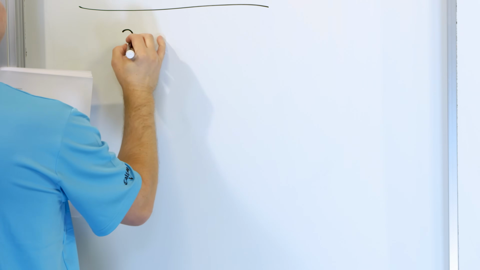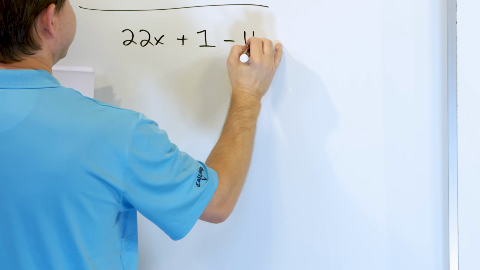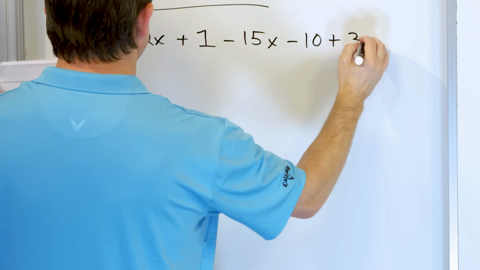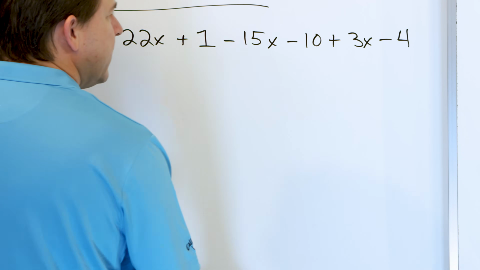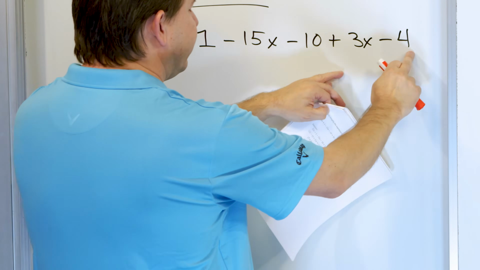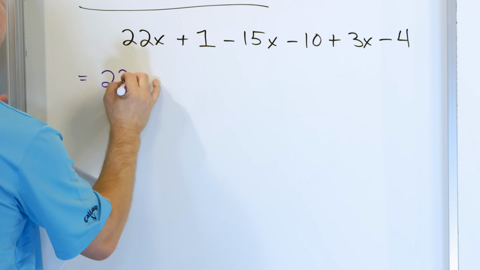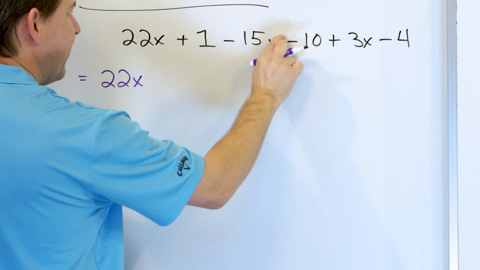Last problem. Let's take a look at 22 times x plus 1 minus 15 times x minus 10 plus 3 times x minus 4. Just like this. Now, again, I don't see any pairs of terms that are like terms sitting right next to each other, so let's go ahead and just rearrange everything. And we have 22x right here. This is a like term because it has an x to the first power, same as this.